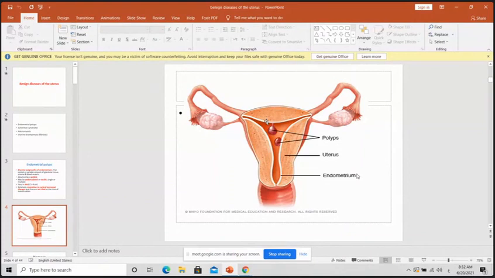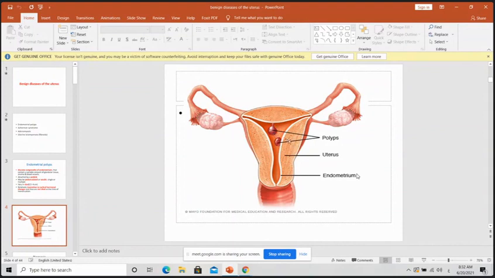As you know, the endometrium usually sheds during the time of menses, during the time of blood loss, menstrual flow. But because these polyps, endometrial polyps, are not responsive to these hormonal changes, they are not shed. They can be single or multiple, as you see from this picture.